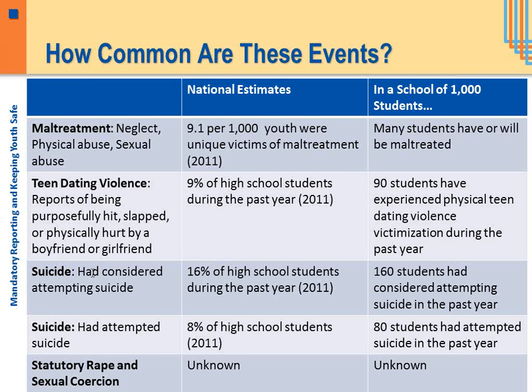Additionally, approximately 90 students experienced physical teen dating violence during the past year. Please note that this number does not include emotional or verbal abuse. As mentioned in the upcoming slide, suicide is the third leading cause of death for those 10 to 24 years of age. In addition to acts of victimization, we want to make sure we also draw attention to facilitators that suicide, both attempt and just intent, is high among youth.